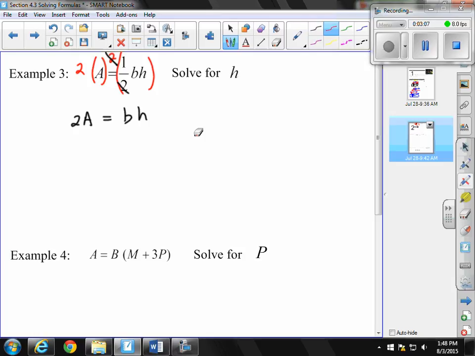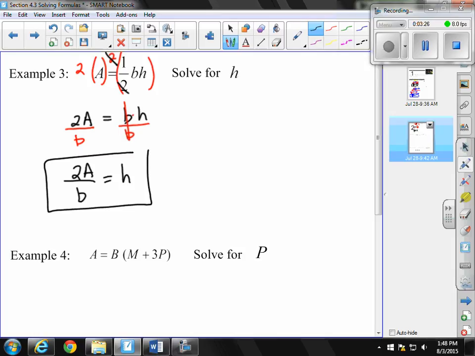I want to solve for H. BH means B times H. So here's where I have to use that multiplication property and divide both sides of my equation by B. B over B is 1. So my final answer is 2A over B equals H. And again, pay attention to the cases. That's a capital A. Everything else is in lowercase.